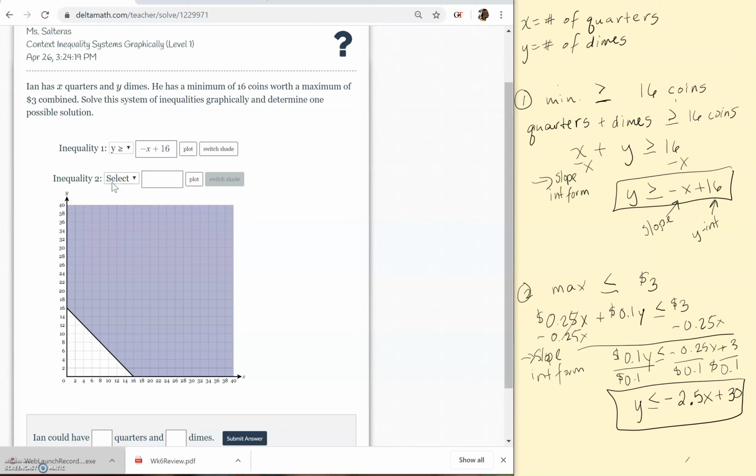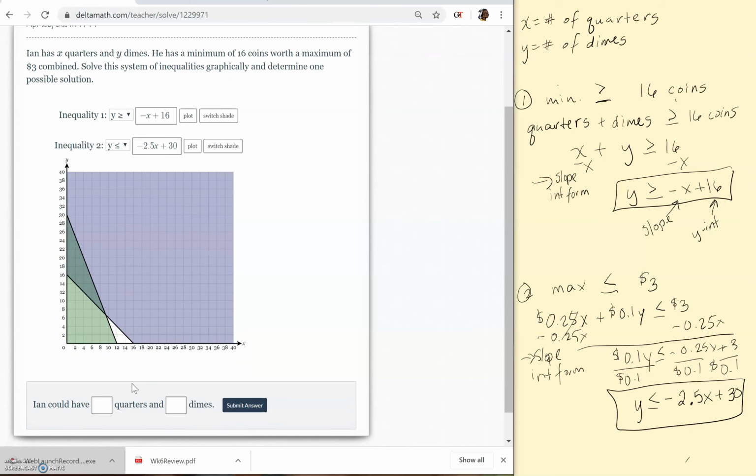All right. Inequality 2 is y is less than or equal to. We're just putting in negative 2.5x plus 30. Plot line. And then it's less than, so we want the shading to be below the line. So I'm going to switch shade. There we go. There's our 2 shaded graphs.